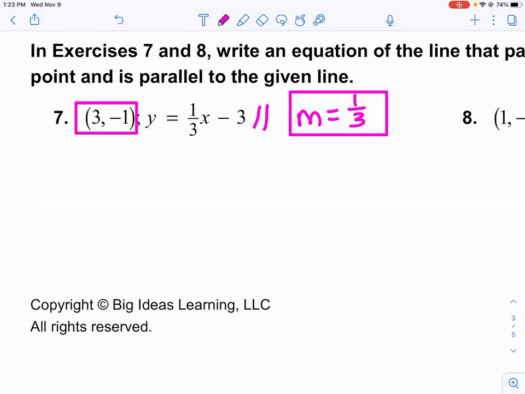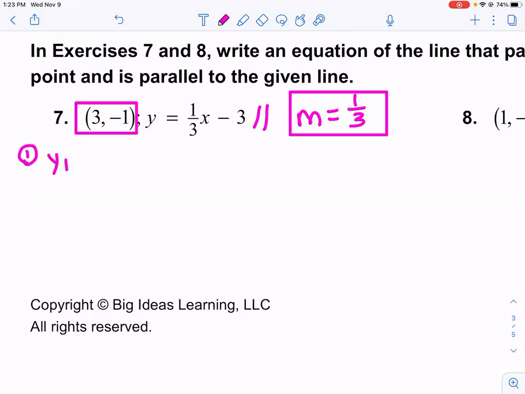We need to write the equation of the line that passes through that point and has a slope of 1/3. Okay, now, because I know that some of us like to have options, I'm going to show you a second way that you can write the equation of a line when you have a point and slope. Okay, so here's method number 1. This is what you did on the quiz.